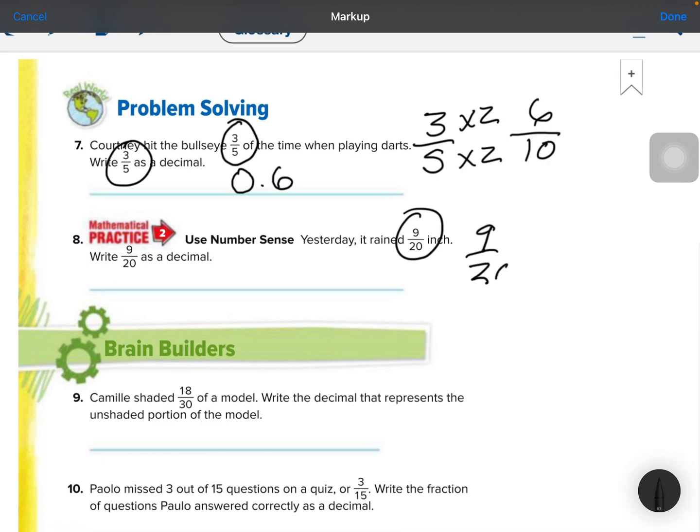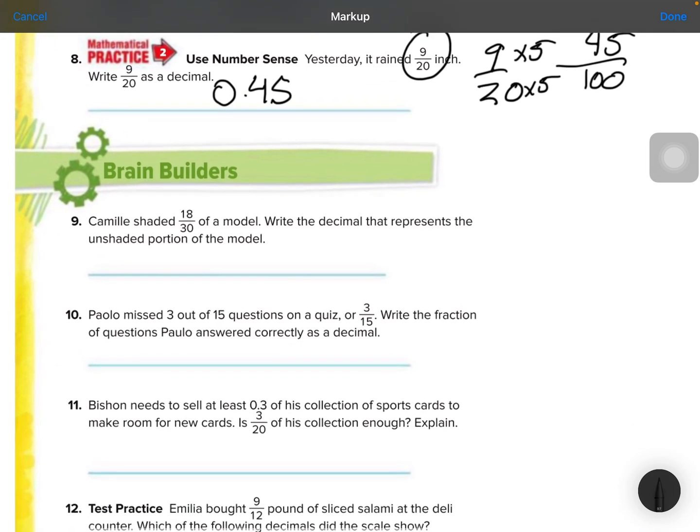Use number sense. Yesterday it rained 9/20 of an inch. Write it as a decimal. Our equivalent fraction will have 100. There's 5 of them in that. 9 times 5 is 45. So we need to write 45 hundredths as a decimal. That's our whole number position, and 45 hundredths is written as a decimal.